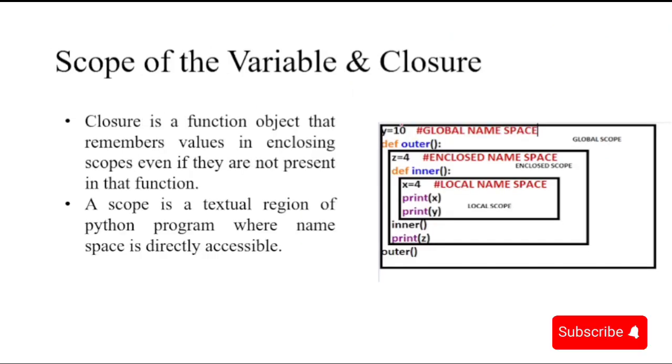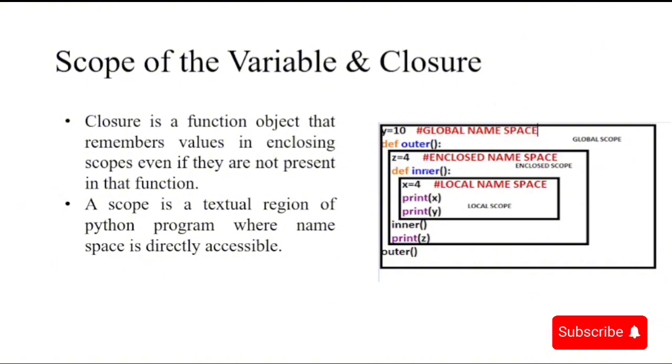Okay, so we have scope of the variable and a closure. A closure is a function object that remembers values in an enclosing scope even if they are not present in that function. A scope is a textual region of a Python program where a namespace is directly accessible. We have a global namespace, an enclosed namespace, and a local namespace.